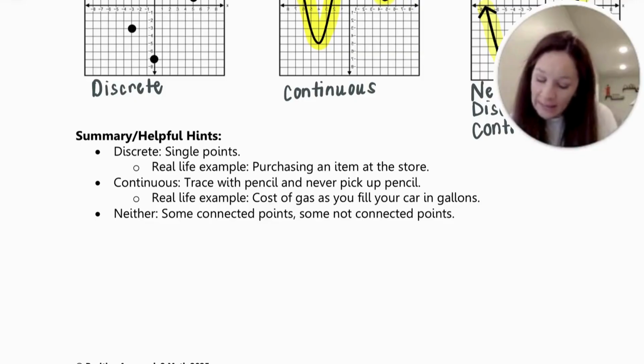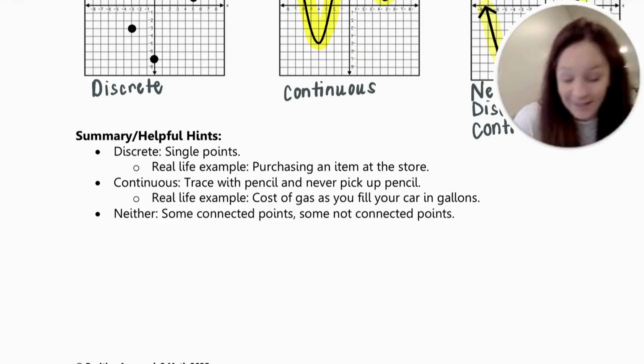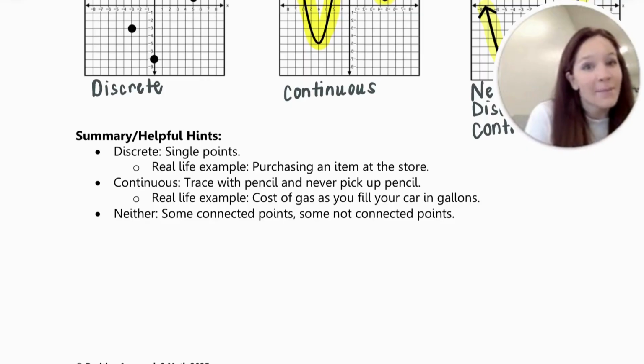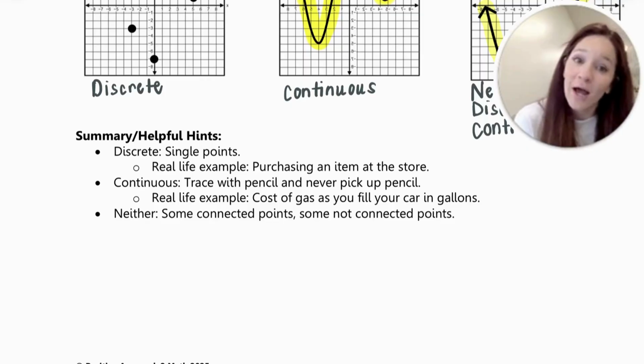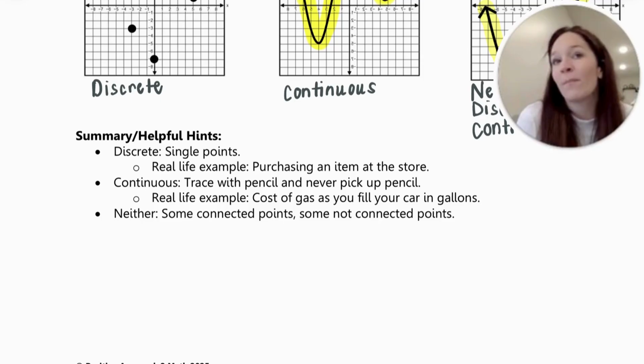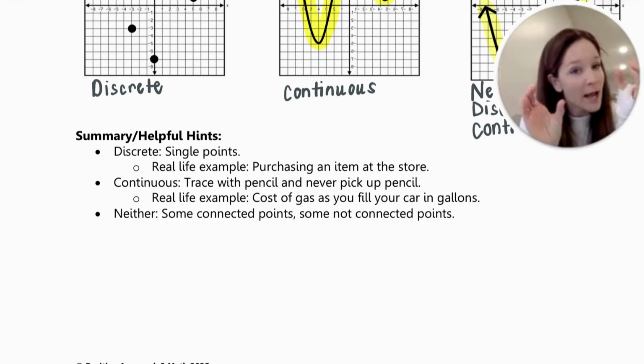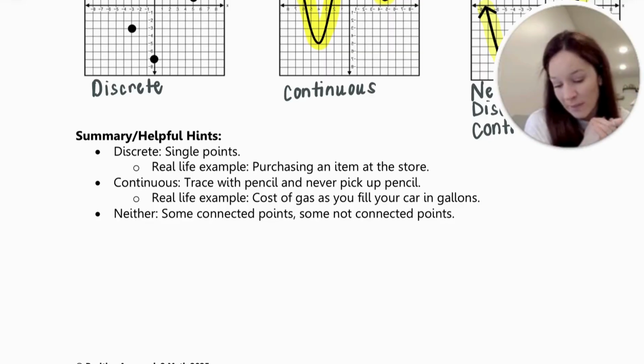And then last but not least, neither. Some points are connected, some points are not. You might have a combination of discrete and continuous. You might have multiple continuous chunks, but not one big one. And so that would be neither.